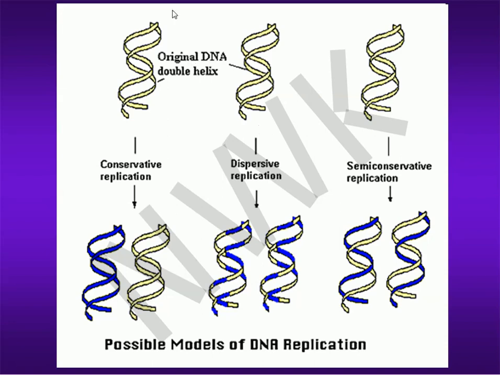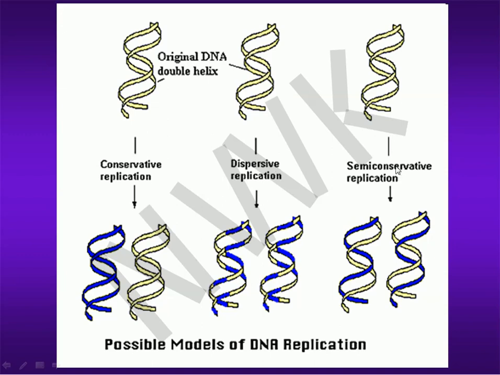In conservative replication, this picture shows the original DNA molecule, which we can call the parental strand. When the parental DNA forms new DNA, you will notice that two new DNA molecules are formed. Of the two, the one in blue is totally formed by newly synthesized strands, while the other DNA molecule consists of the original parental strands, which are yellow, same as the original one.